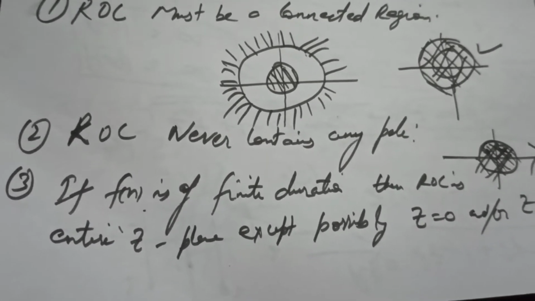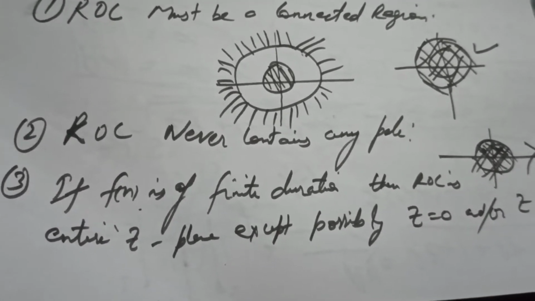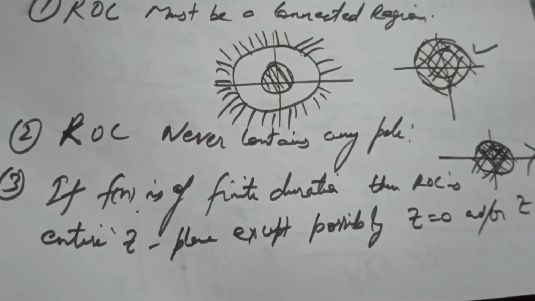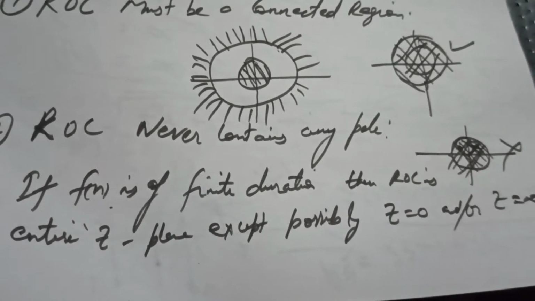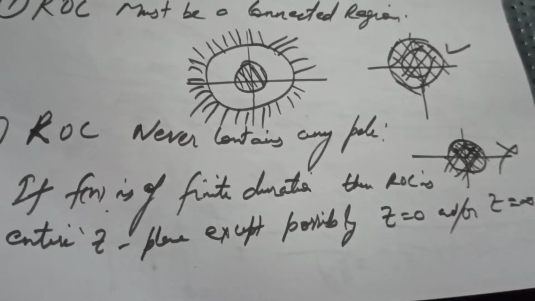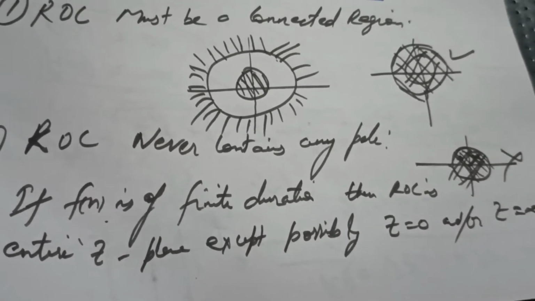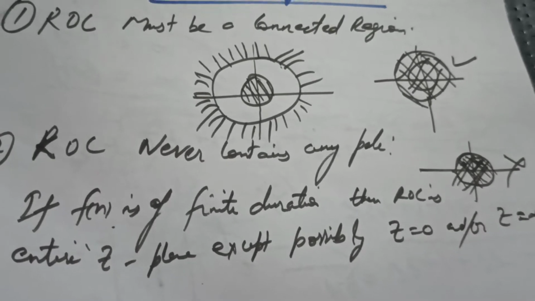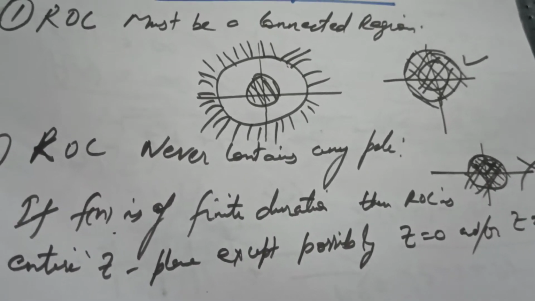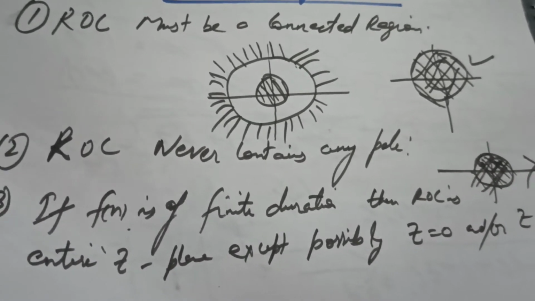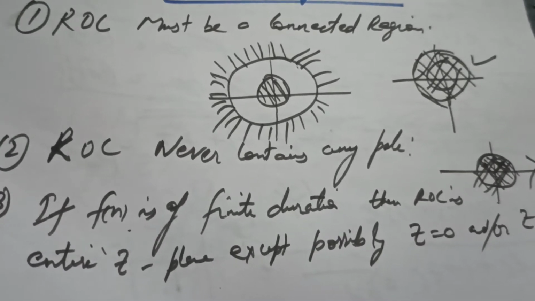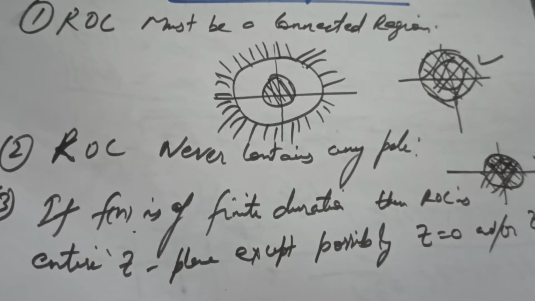If f[n] is of finite duration, then the ROC is the entire Z plane except possibly z equals 0 and/or z equals infinity. It means that if the discrete signal is of finite duration, okay, the duration is finite, then its ROC will contain all the values of z. All the z values will be in the ROC except z equals 0 and z equals infinity, and that we can see from this.